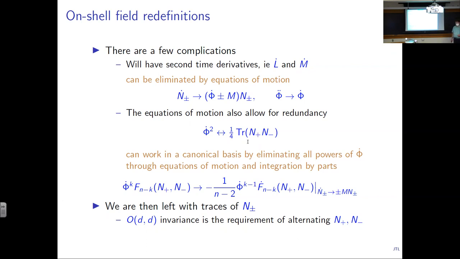So you might want to eliminate the redundancy. One way to do that is to go into a canonical basis of O(d,d) invariant terms, which are written entirely without the dilaton. So you can find a canonical basis of N plus and N minus only, with no dilatons. The way to do that was explained by Hohm and Zwiebach, by using appropriate combinations of equations of motion and integration by parts in the effective action. Integration by parts just means you are throwing away total derivative terms. You can reduce the power of phi dots: phi dot to the k goes to phi dot to the k minus 1.